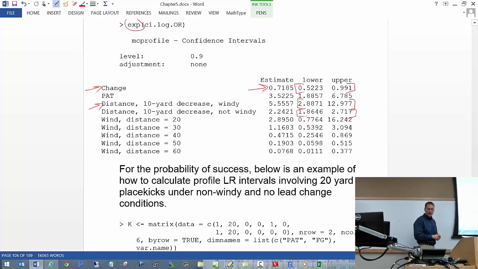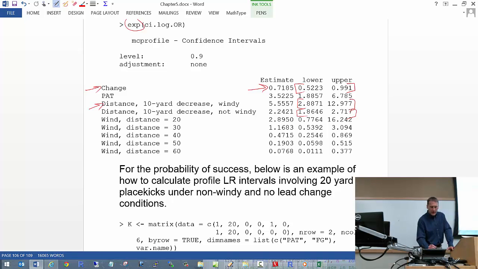Odds ratio is 1.86, 2.7. We have the same conclusion, but notice the amount of benefit from a 10-yard decrease in distance is less. Hopefully that makes sense. If it's windy out there, you want to be as close to the goalpost as possible. That's why there's more of a benefit, because there's less time that the wind has a chance to affect the ball in its flight for shorter distances. That's why you see this.